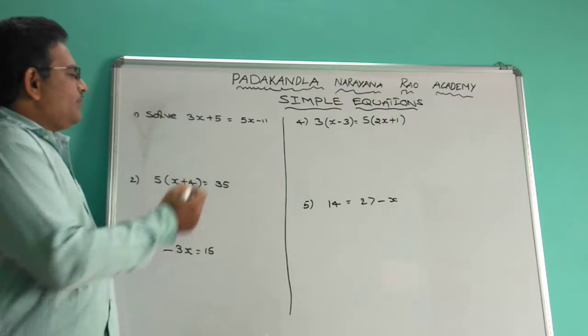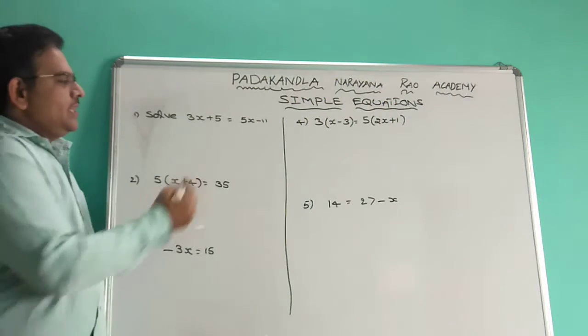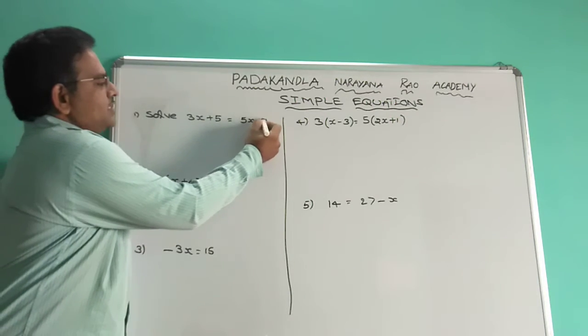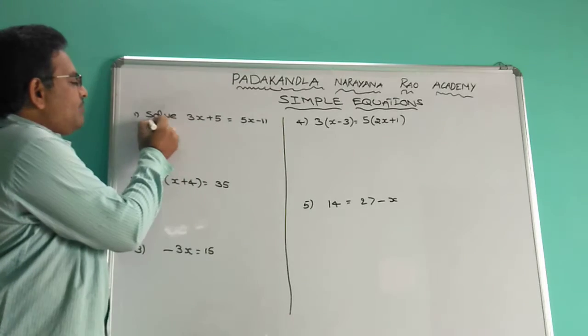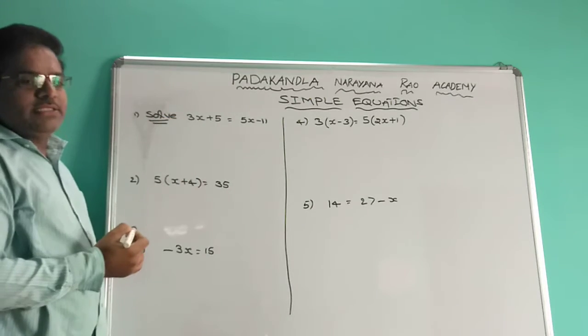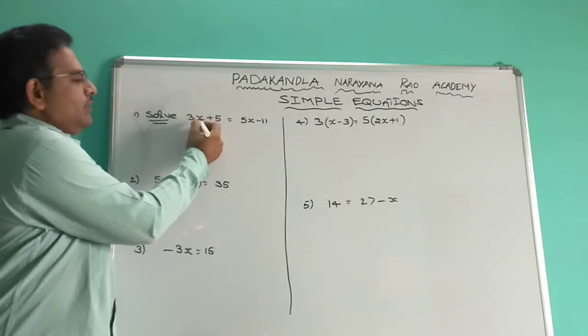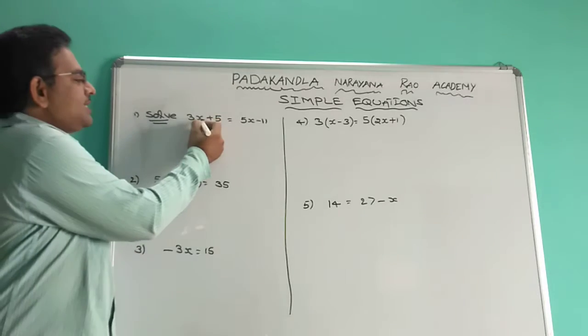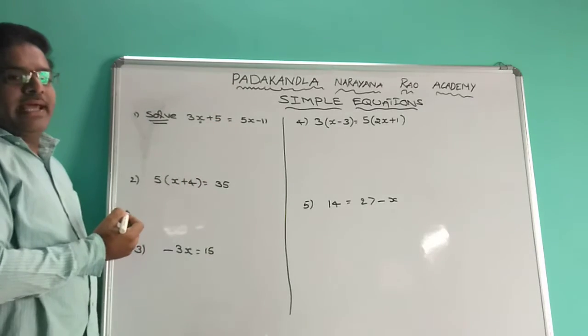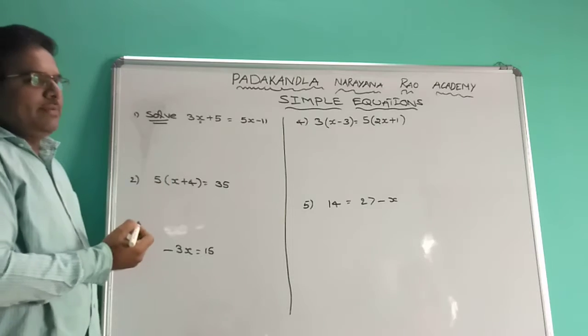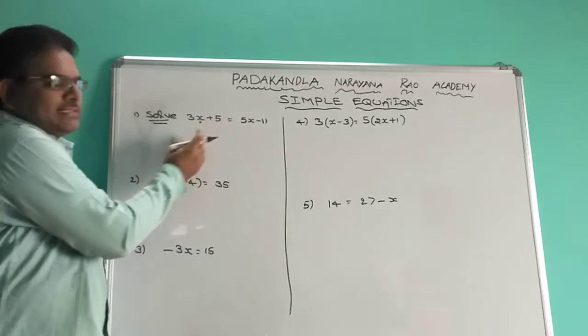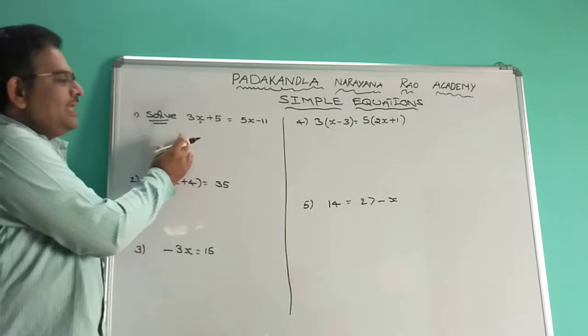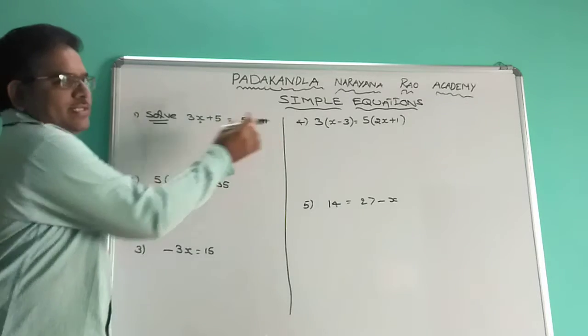Now in this section, 7th class, simple equations, how to solve the problems. First model: solve 3x + 5 = 5x - 11. Anytime the word "solve" is given, it means you find out the variable. Here the variable is the letter x. To find it, take all variables to one side and write the constant values on the other side.